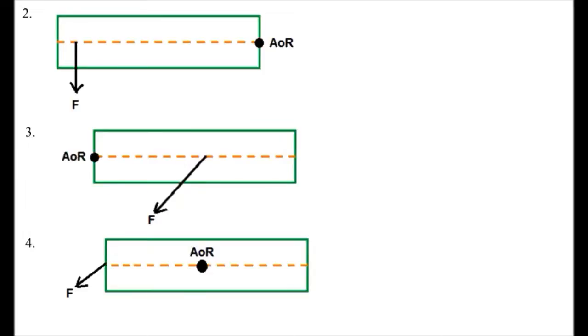And where are we going to put our right hand? On the axis of rotation. So let's do that. Then what do we do with our fingers? Point them in the direction of the lever arm, which is pointing which way in number 2? To the left. So let's point our fingers down the lever arm. Then what do you do with it? Curl them in the direction of the force.